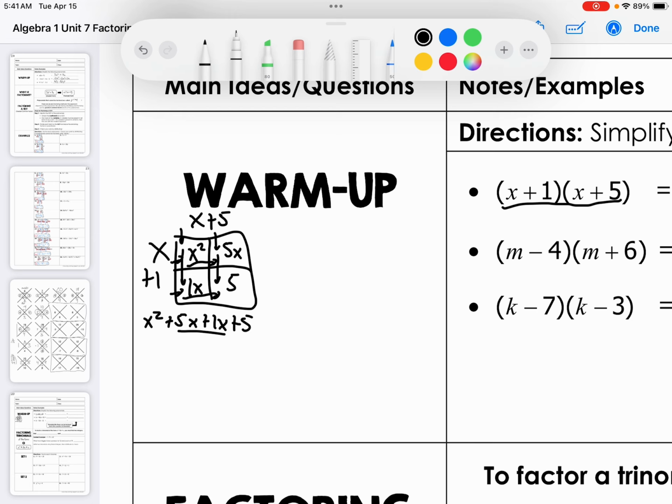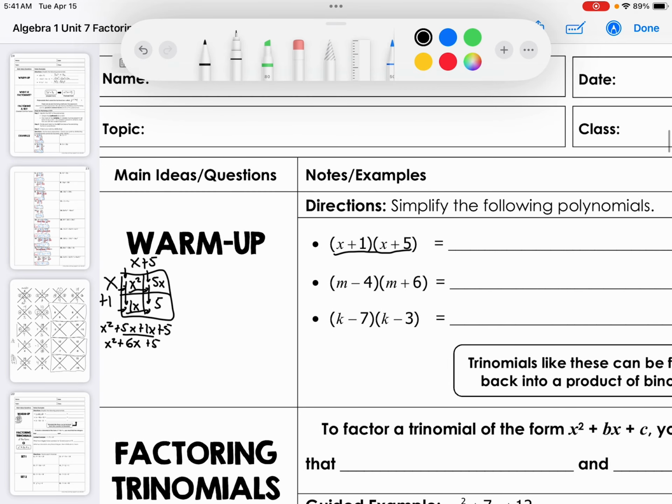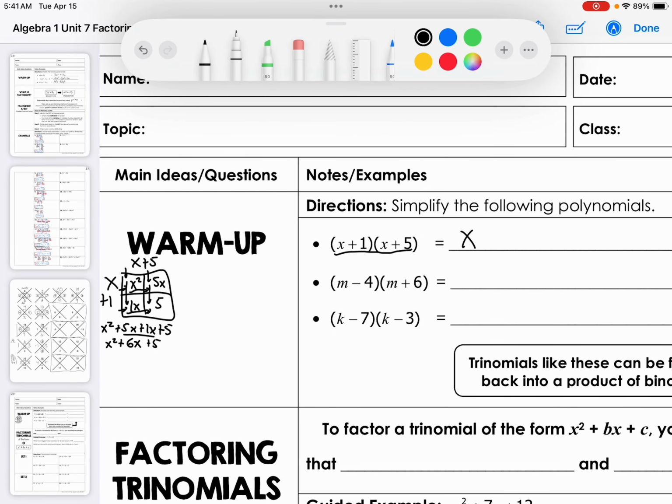We combine our like terms. 5x and 1x would give me 6x. This gives me x squared plus 6x plus 5. So when I multiply x plus 1 times x plus 5, that would give me x squared plus 6x plus 5.